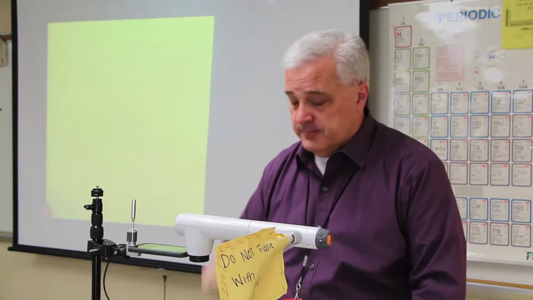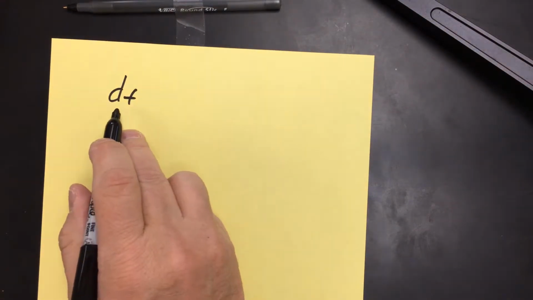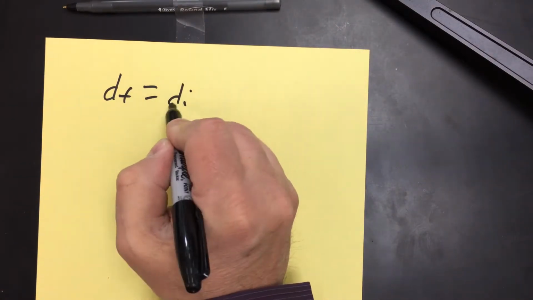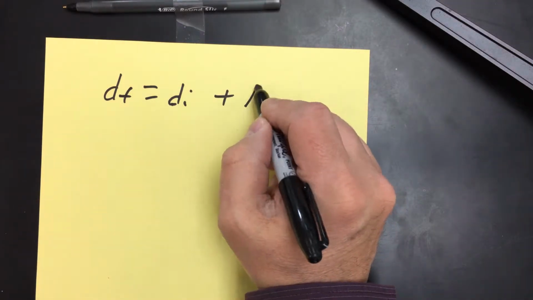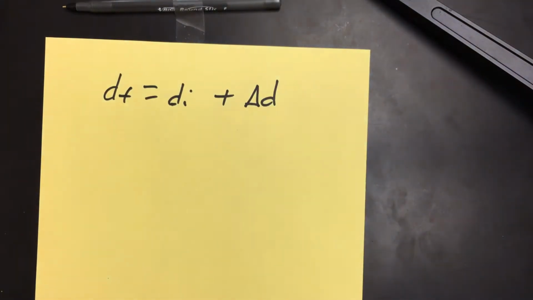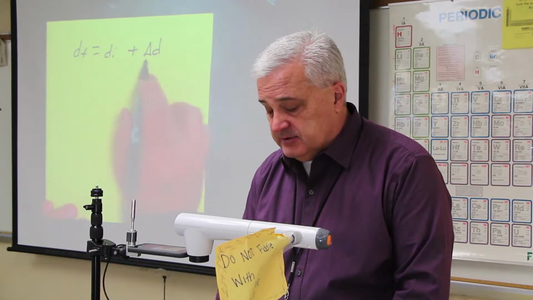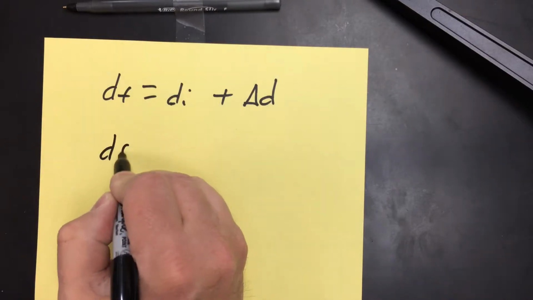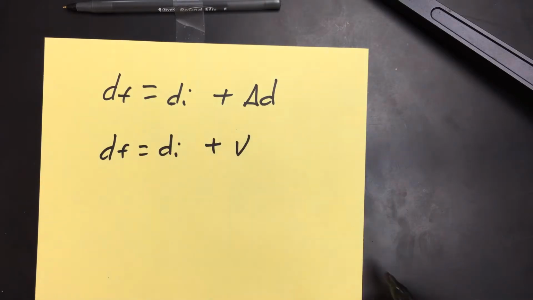So putting it all together, I can say that my final position, the distance I am from that relative place, the final distance, is how far was I to start with plus how far did I move. But instead of writing it as delta d, I'm going to write the velocity equation in here. So my final distance is my initial distance plus how fast am I moving and how long did I move.